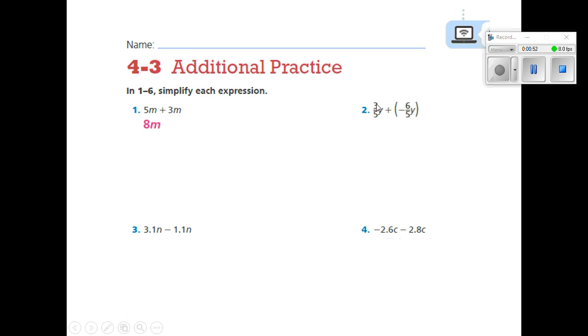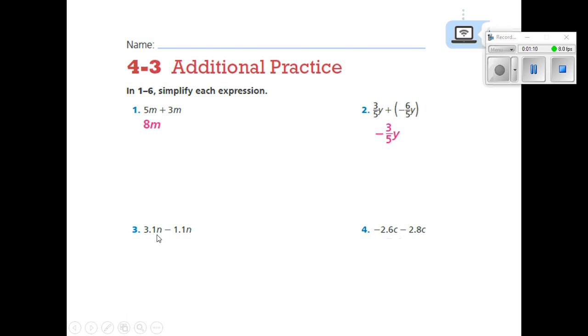That's making us go backwards on the number line. Remember, we'll be going forward 3, 1, 2, 3 from 0, and then back 6. So we'll be passing 0 back up and going into negative 3. So this is going to be negative 3 over 5y. Next, we've got number 3.